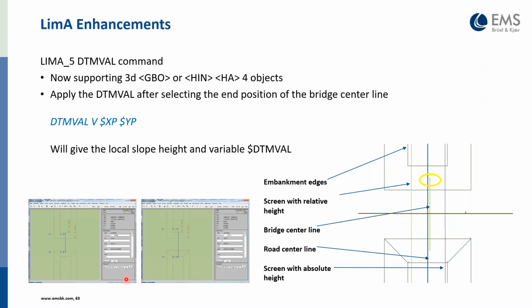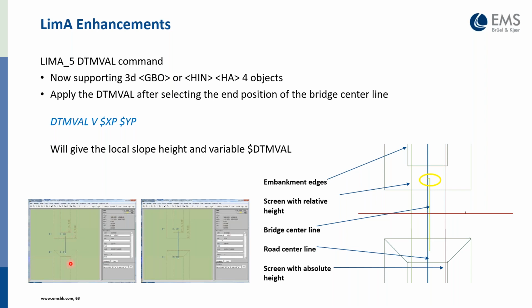In the bottom left-hand corner, we've used the DTM-val command to find out what the heights are at the nodes of this bridge centerline object. And you can see here it's 3.87 and 3.88 meters, where the actual top of the embankment is 8 meters. So really what we want is the bridge to be at the same height as the top of the embankment, in other words, 8 meters.